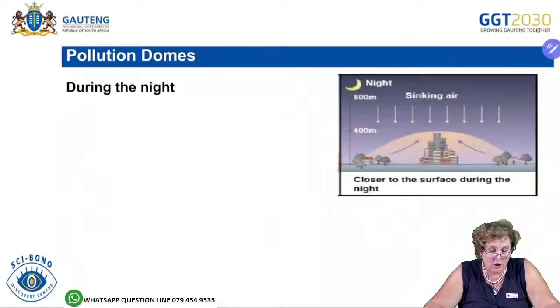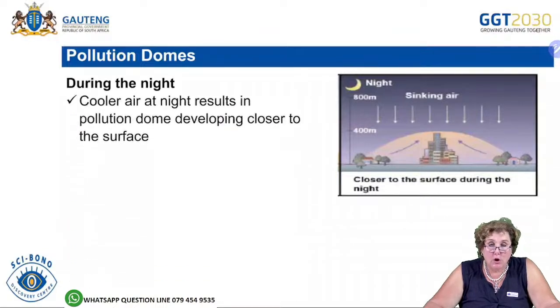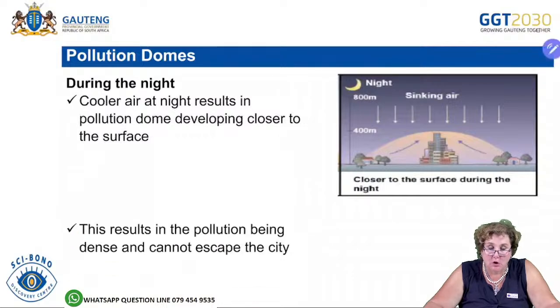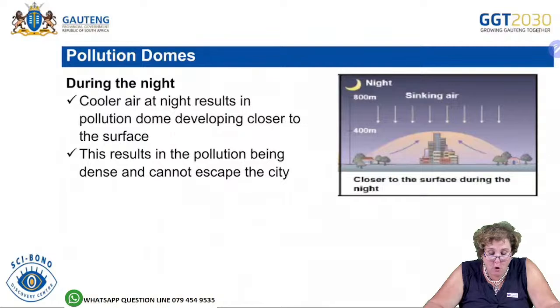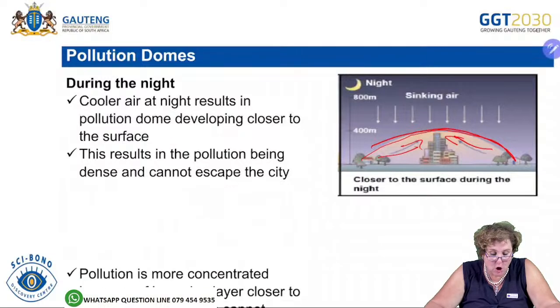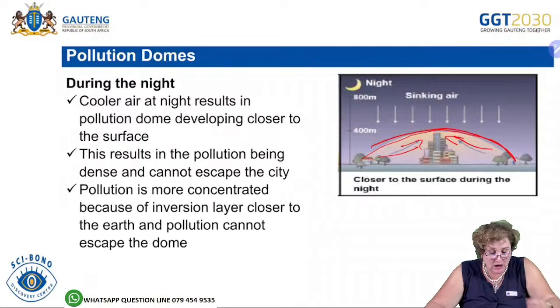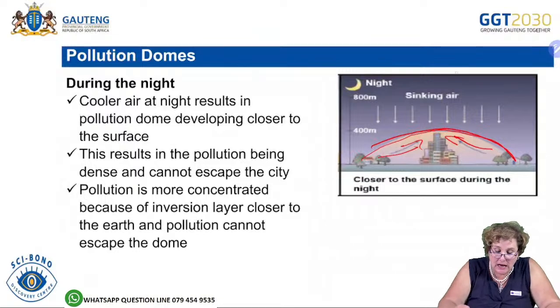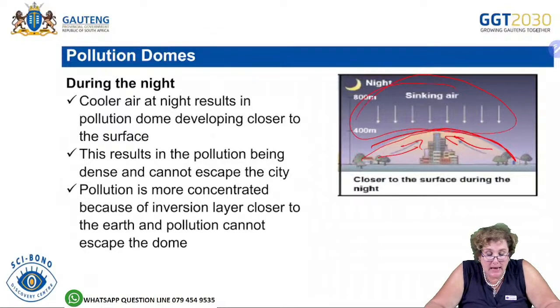Look at the situation at night. The cooler air at night results in a pollution dome which develops close to the surface. Therefore, pollution is very dense and it cannot go out. It cannot escape. It is stuck there. It can't go out, so it forms a dome. It's more concentrated because of the inversion layer closer to the earth, and the pollution cannot escape. So you can remember, cold air sinks.